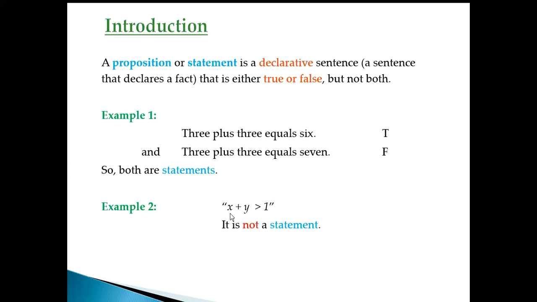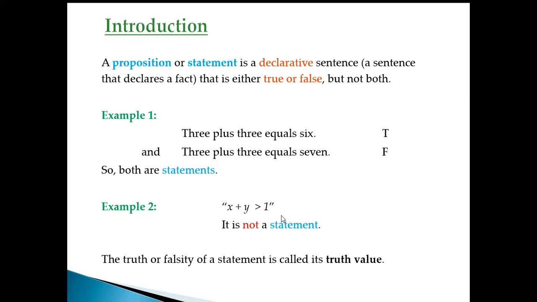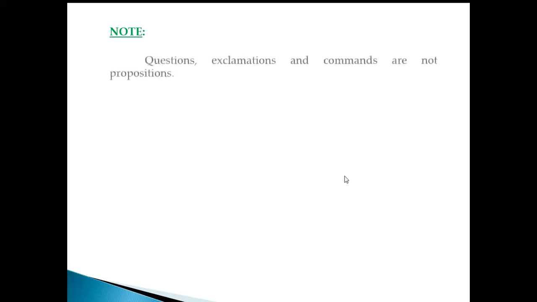But suppose x is 0 and y is 1. Now 1 is greater than 1? No, this is false. So we are not sure whether this sentence is completely false or completely true, because it depends on the values of x and y. So these types of sentences are not statements. Clear? And if a statement is true or false, these values are called the truth values. Means true or false, both are the truth values of the statement.